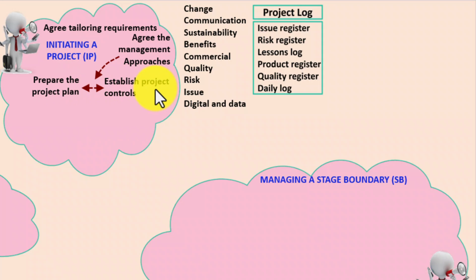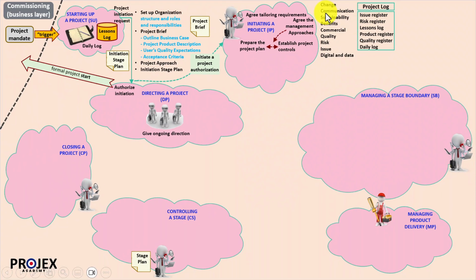And when it comes to establishing project controls, as I'm sure you know, there are many. For example, end-stage assessments, checkpoint reports, and so on and so forth. And it's time now to introduce the project log. Way back here, when I was telling you about starting up a project, I said we would set up the lessons log and the daily log. These are the fledgling pair, if you will, that will end up being in the project log when it's set up here in initiating a project.